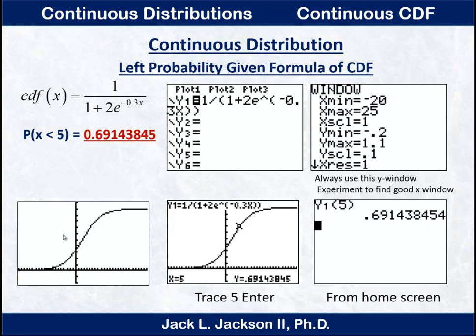But using, maybe looking at your table, a little trial and error, you can decide on an appropriate window for the x min and x max, but leave your y min and y max as I have here, all the time, anytime you're working with a CDF. Now we have this, and what do we know? We want to find the probability that x is less than or equal to 5. That is just CDF of 5.